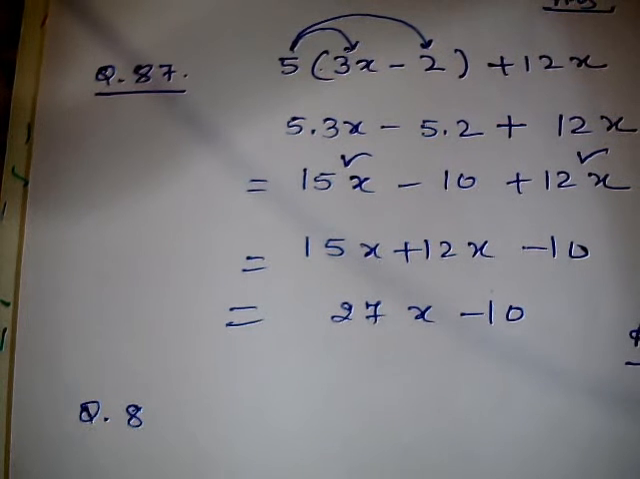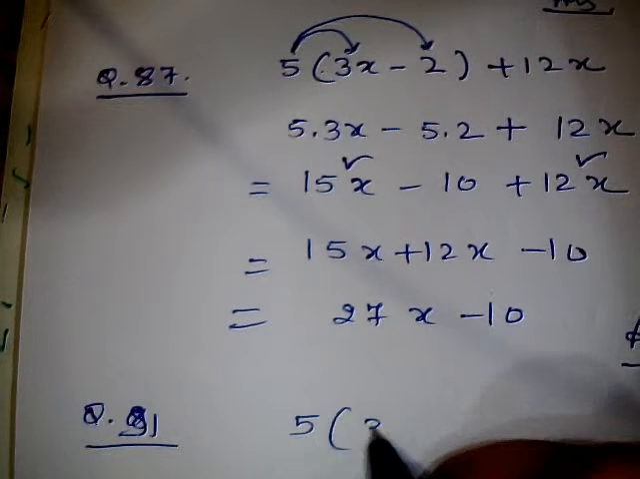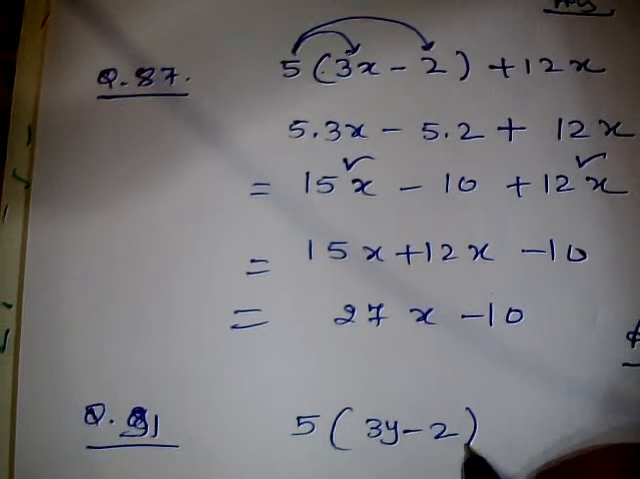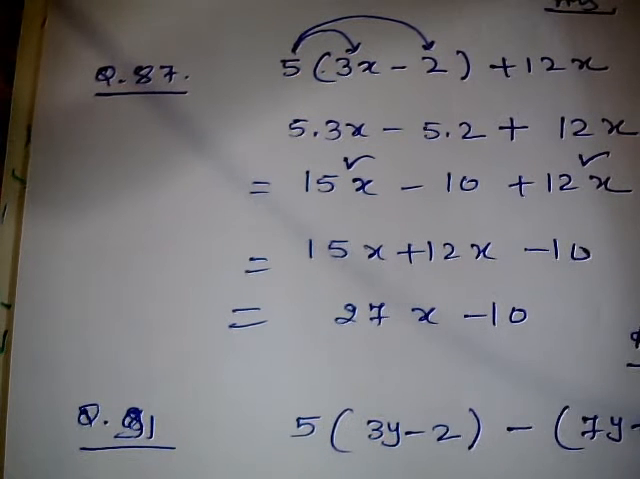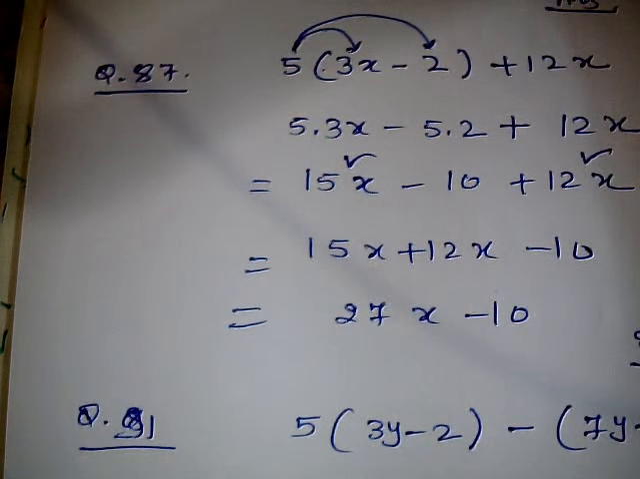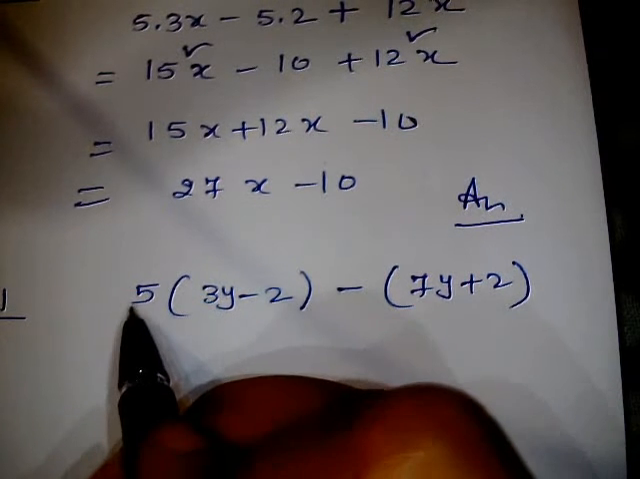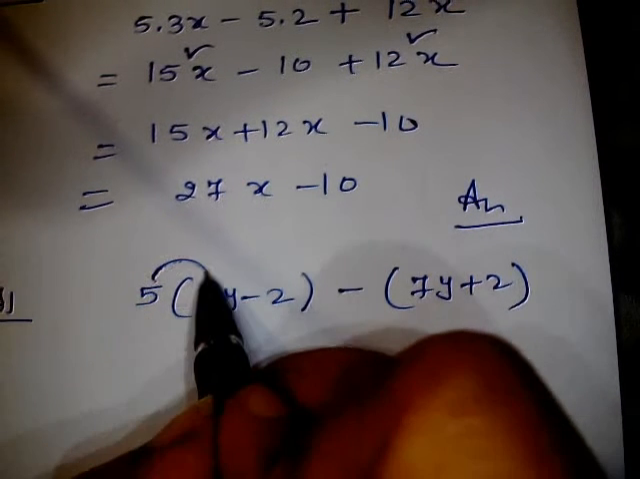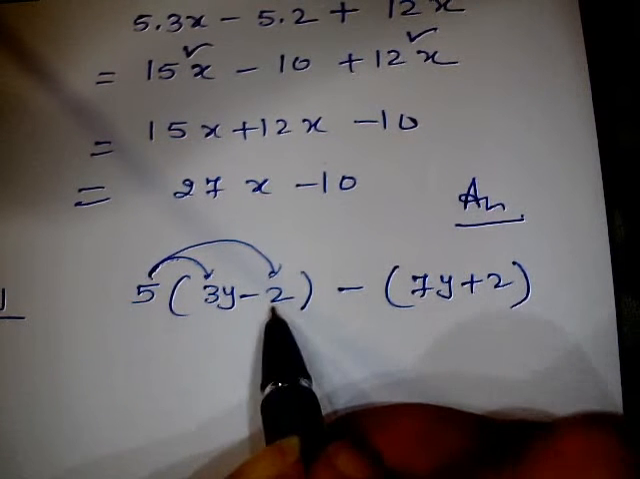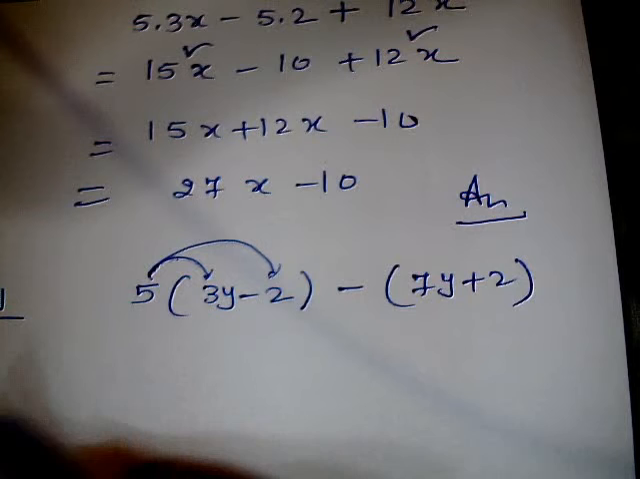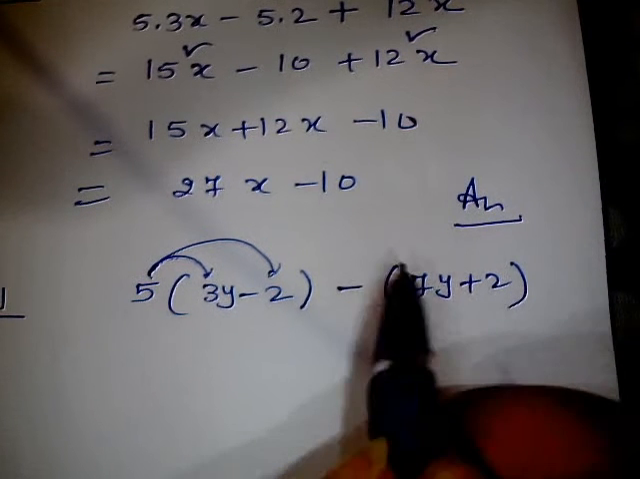So question number 91 is 5 times (3y minus 2) minus (7y plus 2). Okay, now you can see this is your question. Here you can see this is 5, so this is a positive 5, so when a positive 5 gets distributed inside the parenthesis, whatever the sign of the terms is, it is going to stay the same. Okay, now over here this is negative, so this is going to be opened with negative, and here there is no number, it means it is going to be 1.